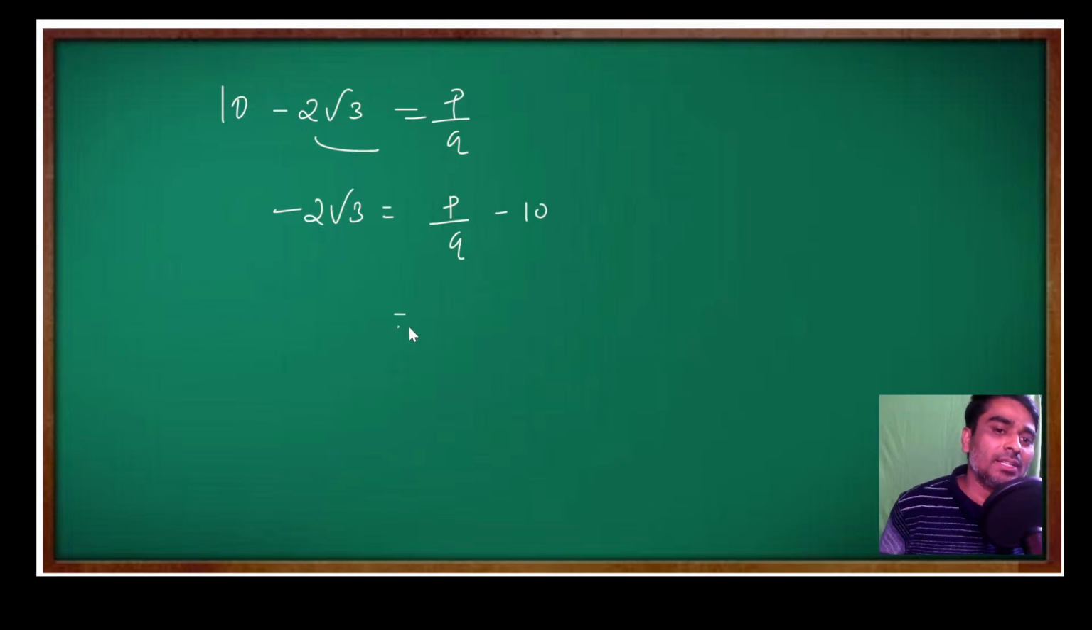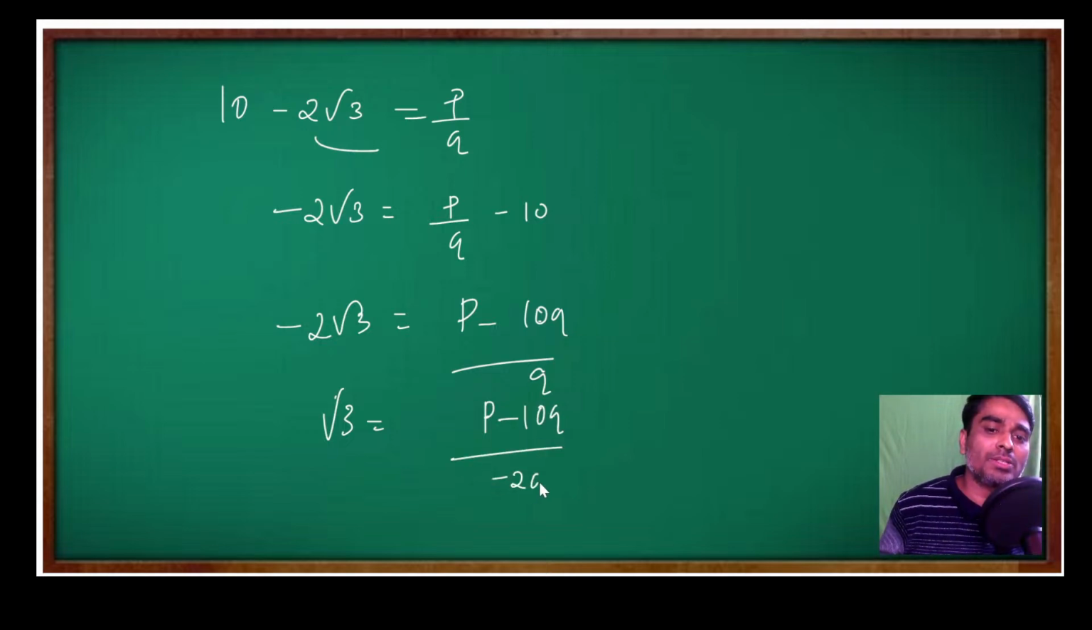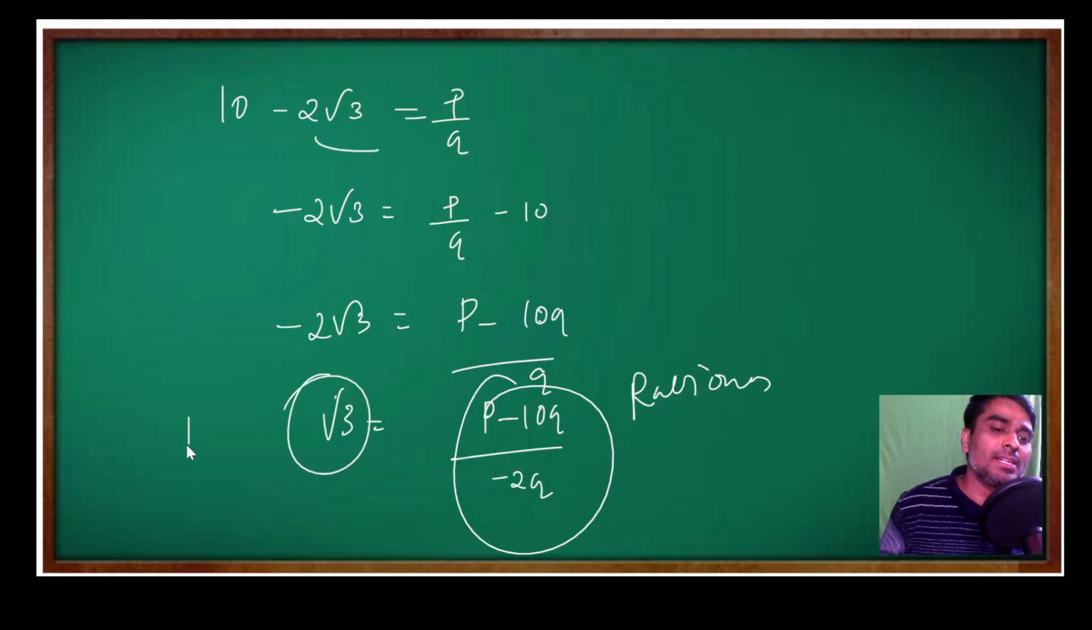Okay, Janvi, if it is negative, say for example, this question only, 10 minus 2 root 3 equals P by Q. Don't do anything, just shift. Minus 2 root 3 you keep here. P by Q minus 10 you take. Then root 3 will be P minus 10Q divided by minus 2Q. This is rational and here this is irrational. So it is contradictory. Hence our assumption is wrong.